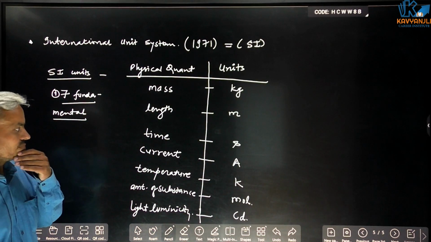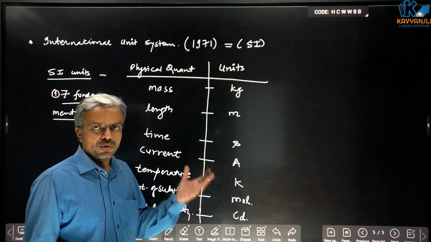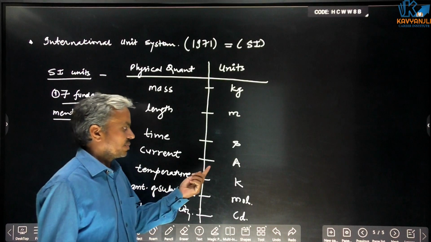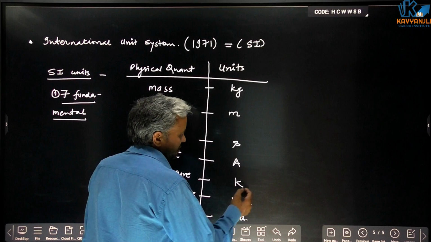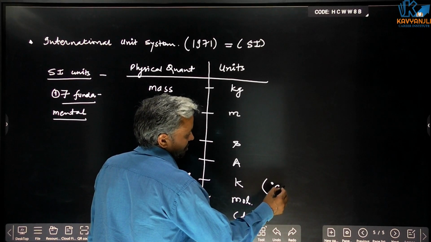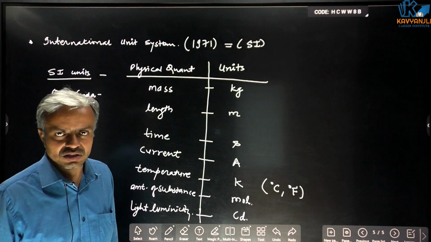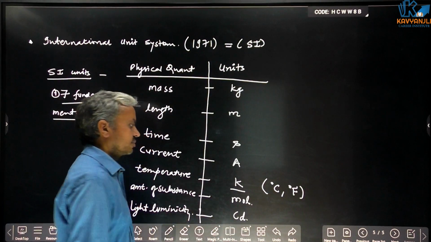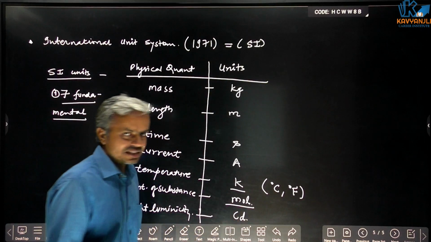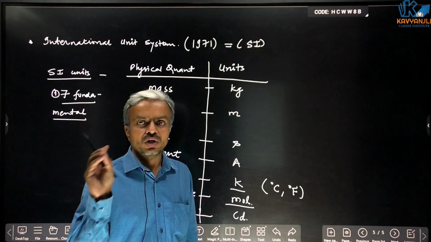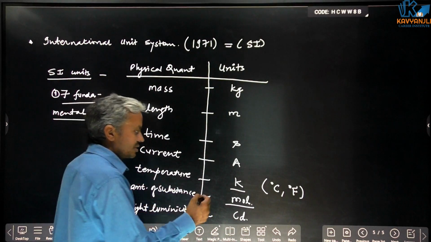So let me give you some brief about the current. Current is electric current flowing in the wires. So we measure in amperes. Temperature is measured in different units like degree Celsius and degree Fahrenheit. These were the old and different societies' unit systems. Now we measure in Kelvin. Amount of substance: we are calculating how many molecules or how many atoms are there. So we are calculating in numbers. So mole is a number.